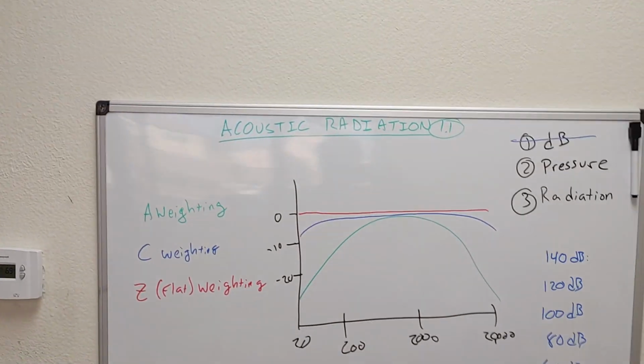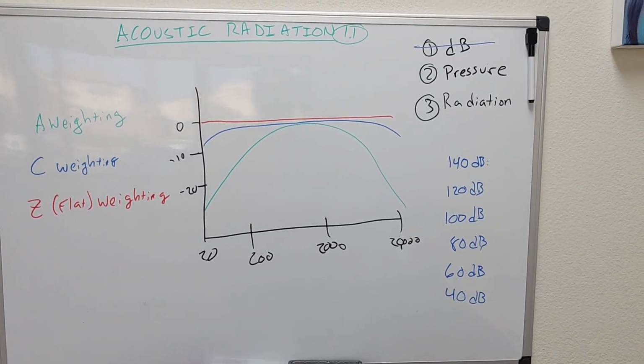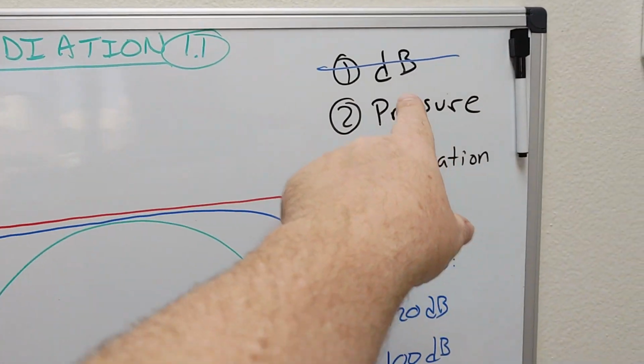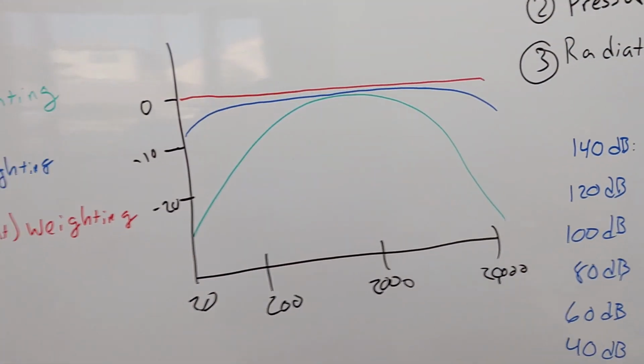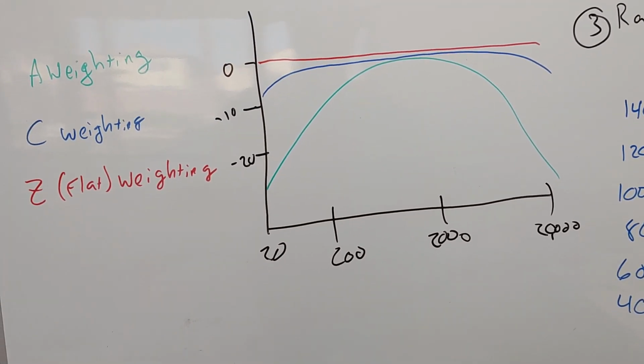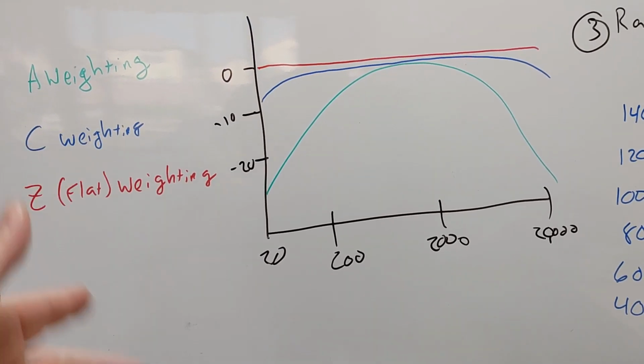So with the magic of technology, boom, here we are, my wonderful whiteboard. We're used to seeing this thing. So what I've got here is a lot of things. Number one, this is 1.1, acoustic radiation 1.1. So we're actually doing a little extension on top of that. So let's start with the three basic weighting curves you may have heard of. There's A weighting, C weighting, and maybe Z or flat weighting.